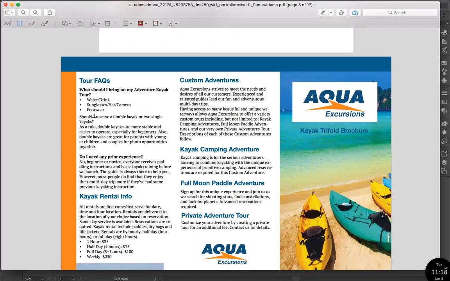And then you're going to want to have something to separate out the multiple paragraphs. So for example, here, should I reserve a double kayak or 2 single kayaks? And then the answer is a new paragraph. Well, first of all, this should be formatted bold like you have up here. So, what should I bring on my adventure kayak tour? And then, should I reserve a double kayak or 2 single? Those are both questions, so those should have the same formatting.